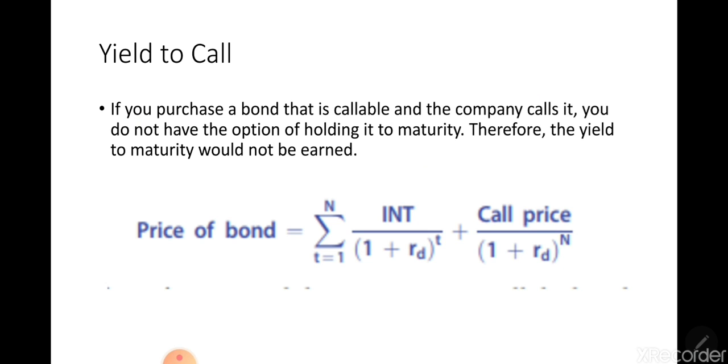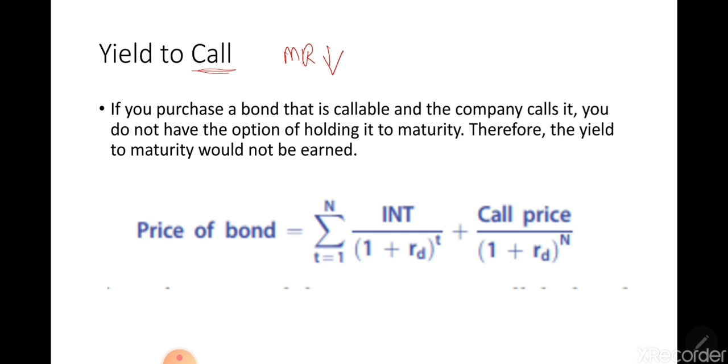Moving ahead, we have yield to call. So yield to call is if you purchase a bond that is callable and the company calls it. You do not have the option of holding it to maturity, therefore the yield to maturity would not be earned. For this, you need to understand what is a callable bond. A callable bond is a bond that can be called back before maturity by the company. And the company usually calls back the bond when the market interest rate goes down.